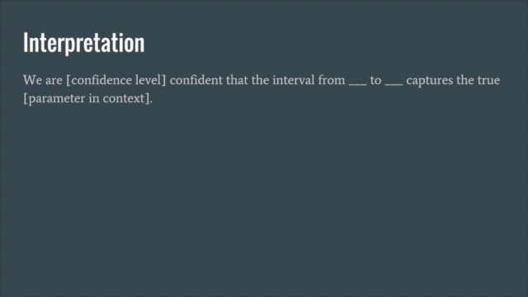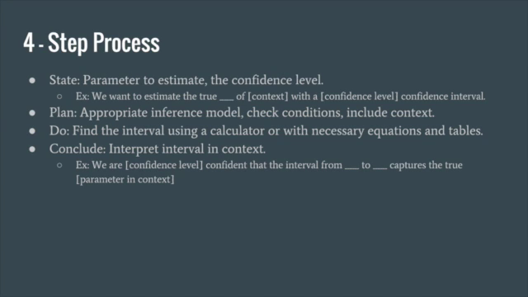To interpret it, you just say that we are your confidence level confident that the interval from blank to blank captures the true, and then your parameter and context. Now, your four-step process. So we want to state what the parameter we're going to estimate, and then you're going to state your confidence level.